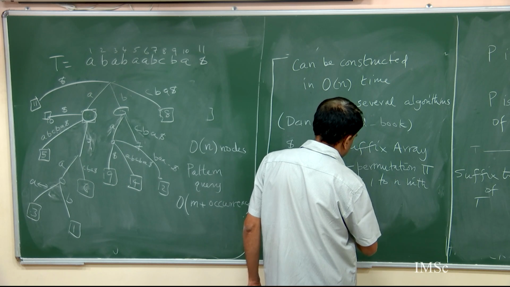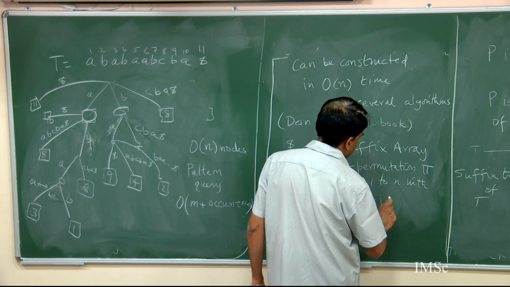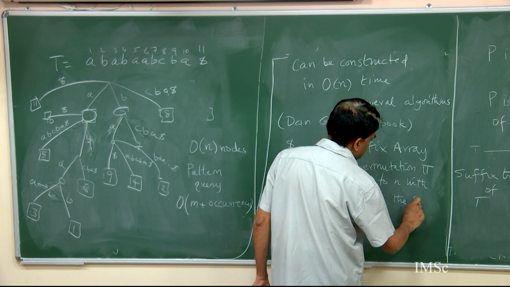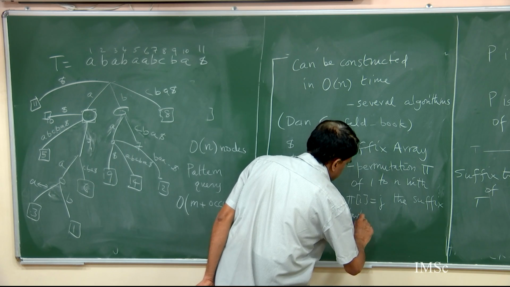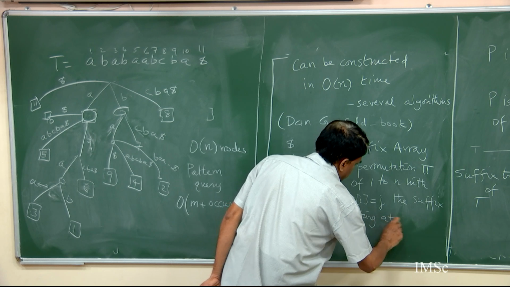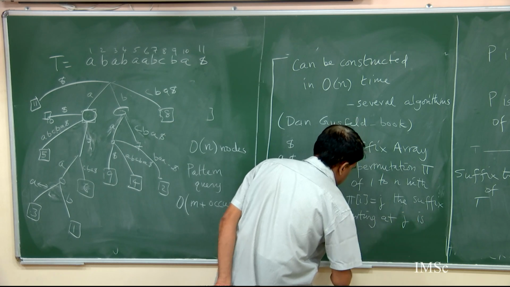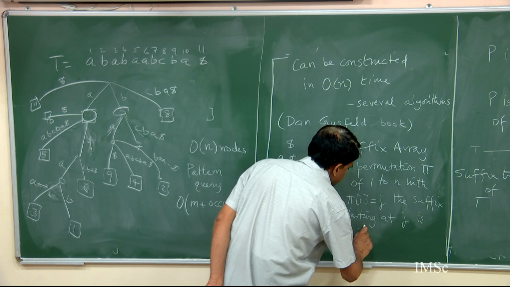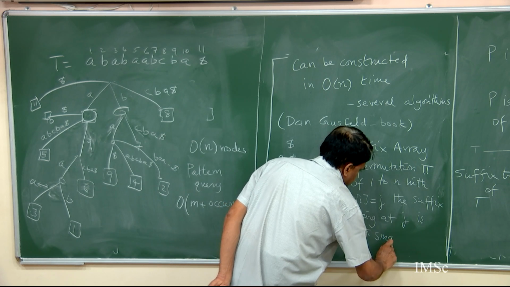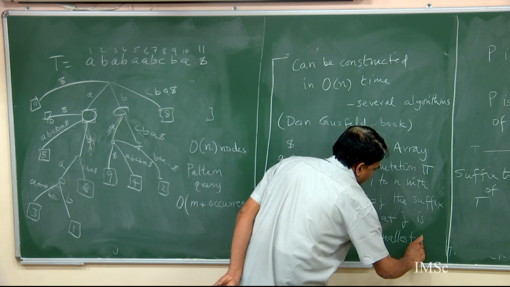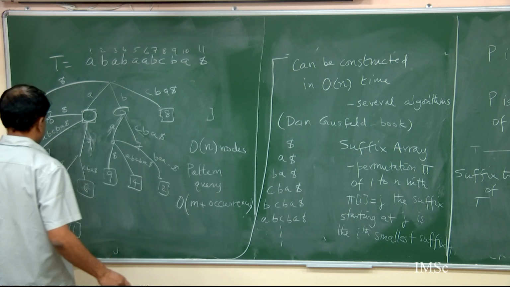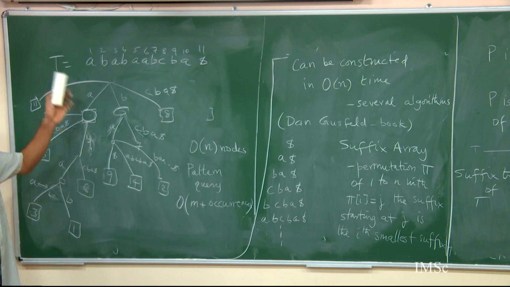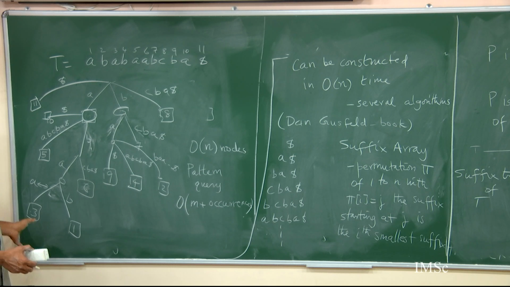With pi of i equal to j means that the suffix starting at j is the ith smallest suffix. So, this is the smallest suffix, and then second smallest, third smallest, fourth smallest, in this lexicographic order.